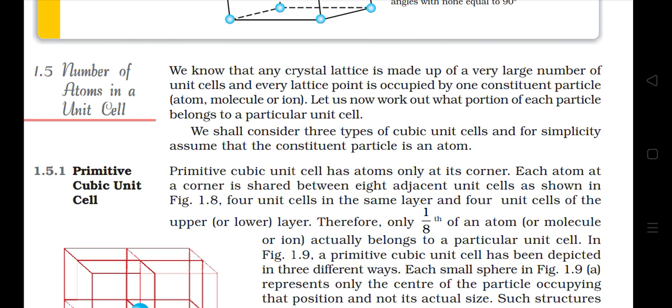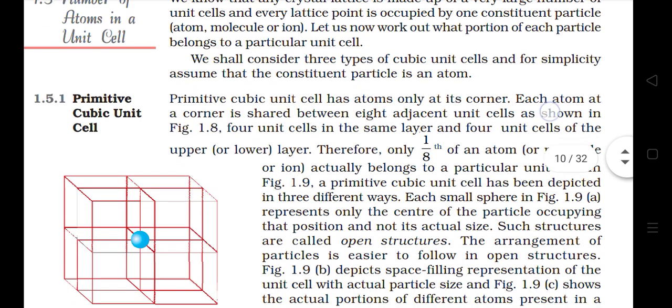First, the primitive cubic unit cell. A primitive cubic unit cell has atoms only at its corners. Each atom at a corner is shared between 8 adjacent unit cells as shown in the figure: 4 unit cells in the same layer and 4 unit cells of the upper layer. Therefore, only 1/8 of an atom actually belongs to a particular unit cell.